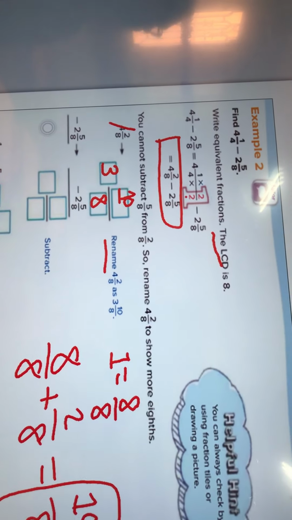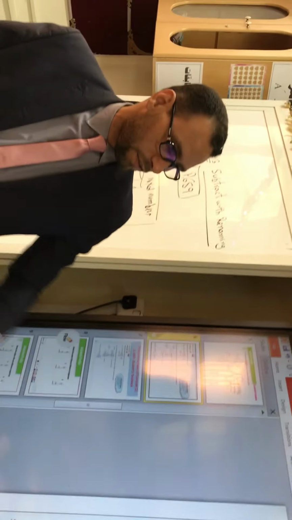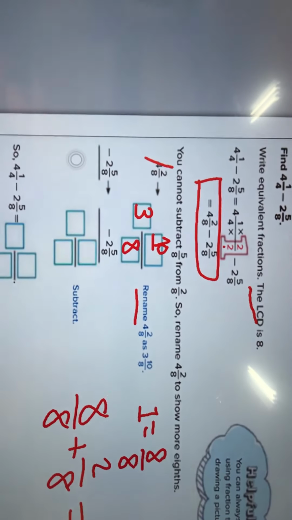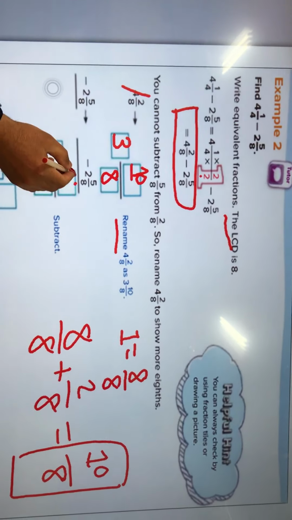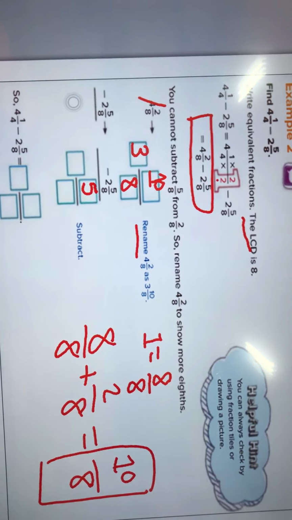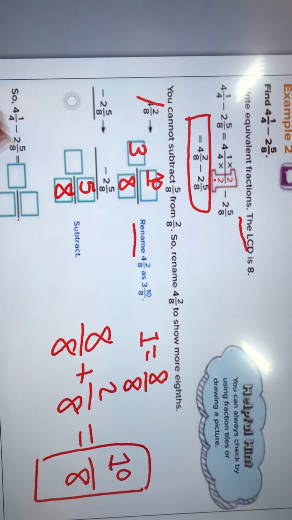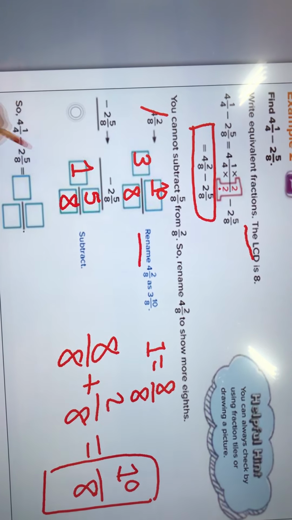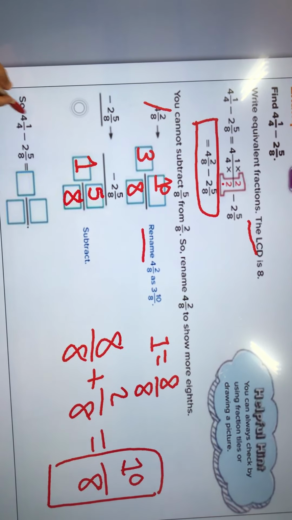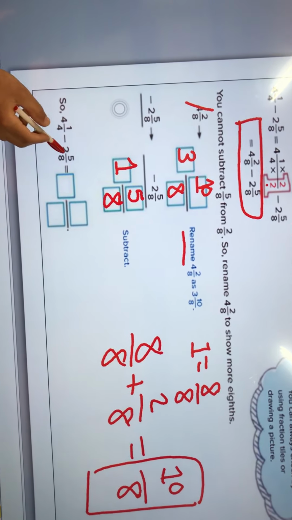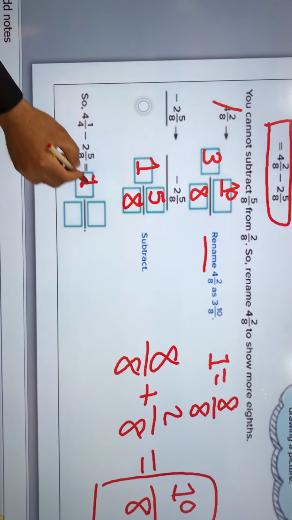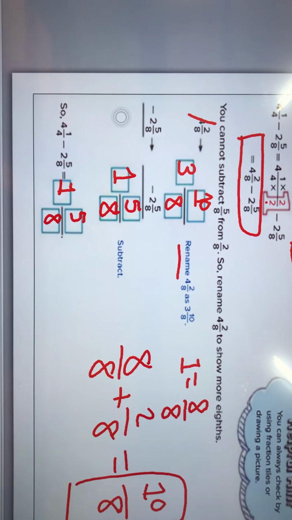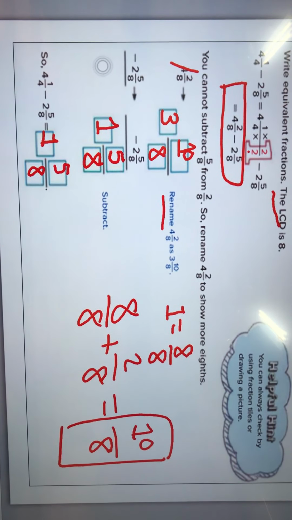10 minus 5 equals? Yes, 10 out of 8 minus 5 out of 8 will be what? We subtract 10 minus 5, which is 5, and keep the denominator 8 without any change. Now we subtract the wholes. 3 minus 2 will be 1. So 4 and 1 out of 4 minus 2 and 5 out of 8 will be 1 and 5 out of 8. It's clear, guys? Dear students, it's clear? Okay.